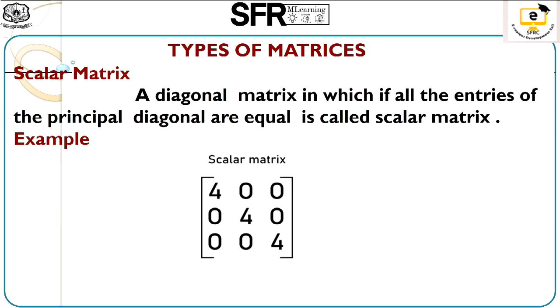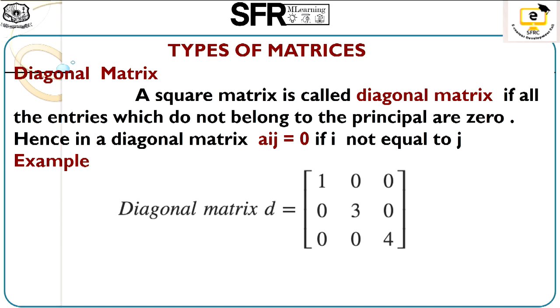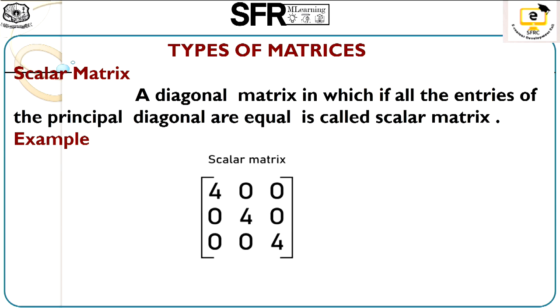In a scalar matrix, the entries are 4, 0, 0, 0, 4, 0, 0, 0, 4. Here A11 equals A22 equals A33 equals 4. So the diagonal entries have the same value, so it is called a scalar matrix. First, a square matrix has an equal number of rows and columns. Next, a diagonal matrix is a square matrix that only has values in the diagonal elements, other entries are zeros. The third one is the scalar matrix, which is first of all a diagonal matrix in which all the principal diagonal elements, A11, A22, A33, are the same.